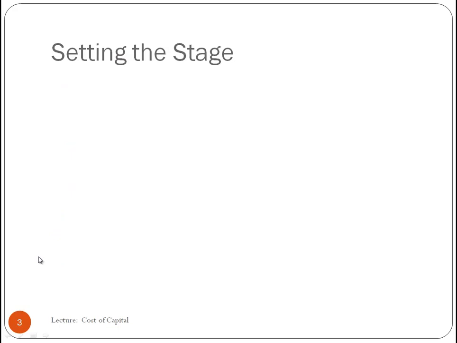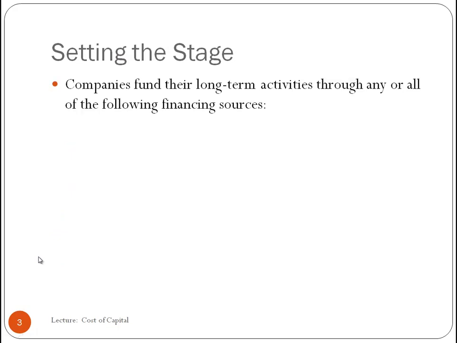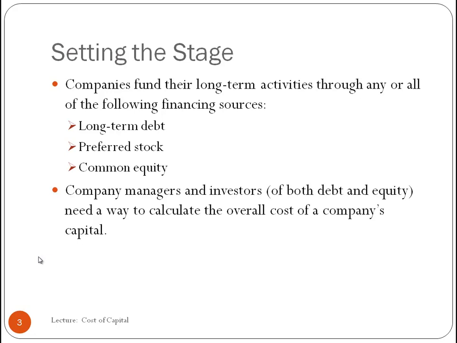So let's set the stage here for this lecture. Companies fund their long-term activities through any of the following financing sources: long-term debt, preferred stock, and common stock equity. And company managers and investors, and by investors I mean the providers of either debt or equity, need a way to calculate the overall cost of a company's capital. And they use this cost in a number of different ways.